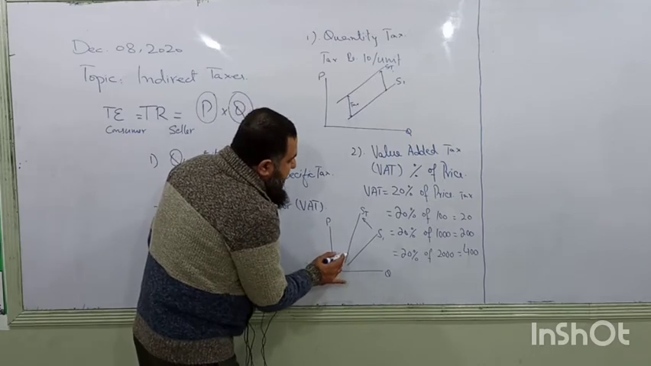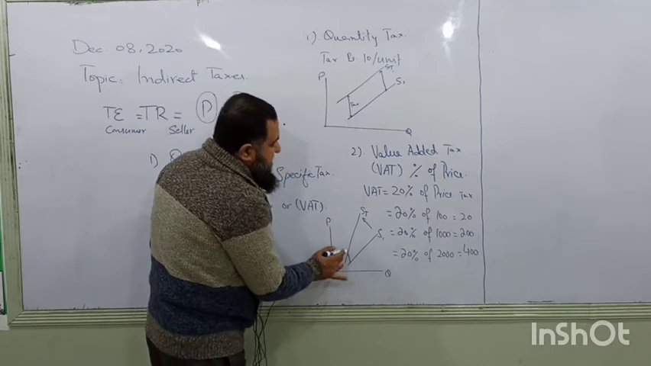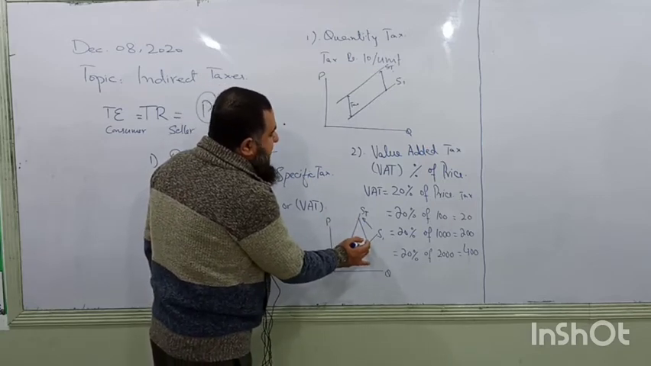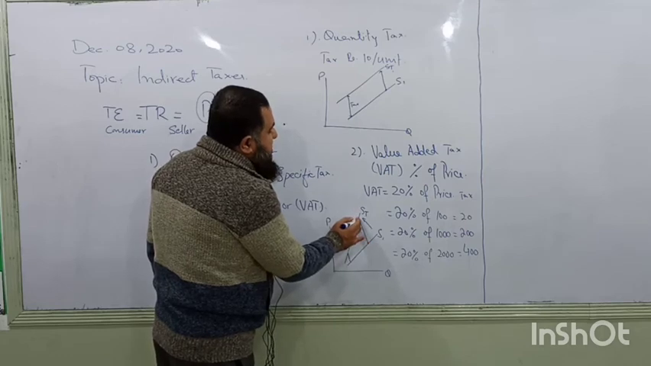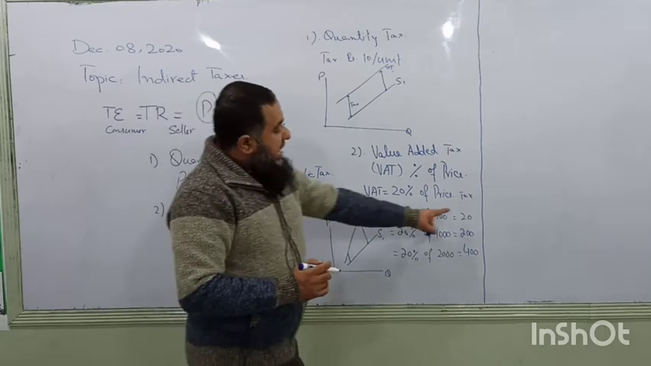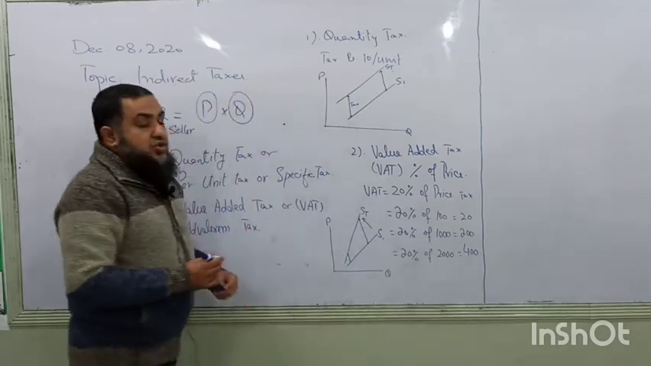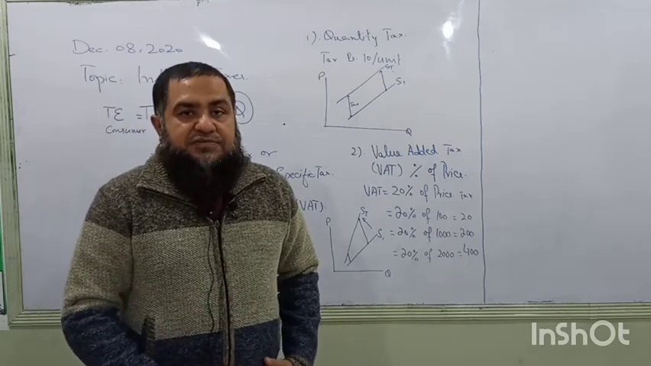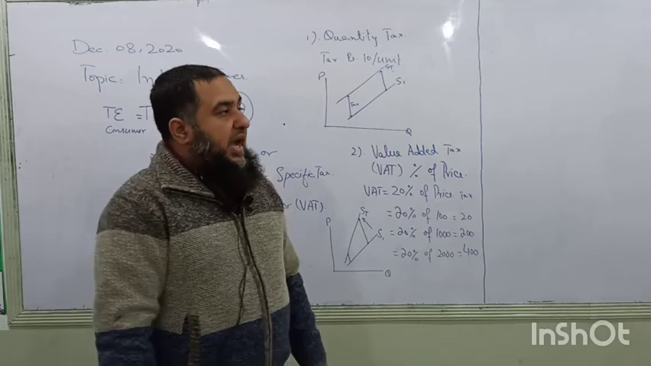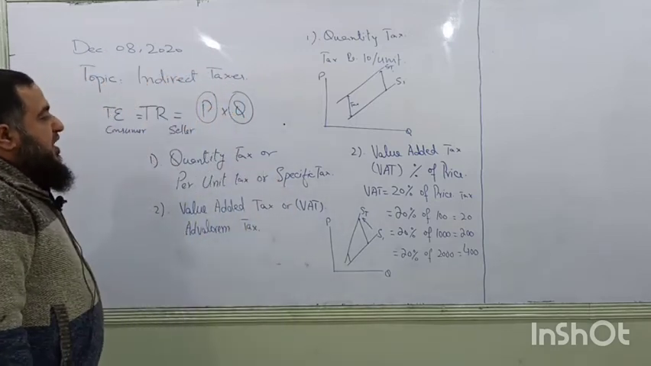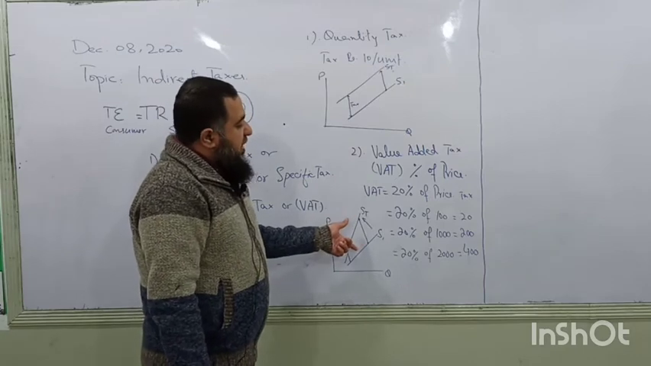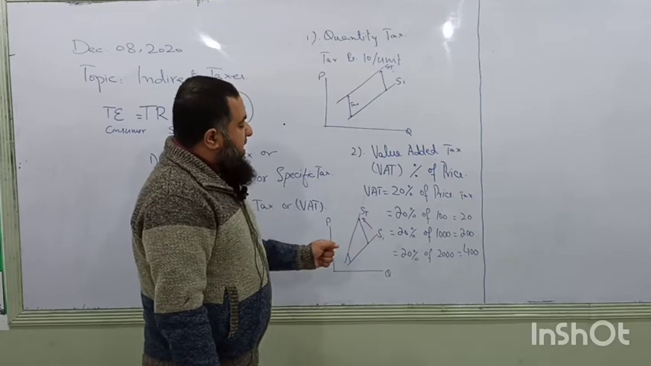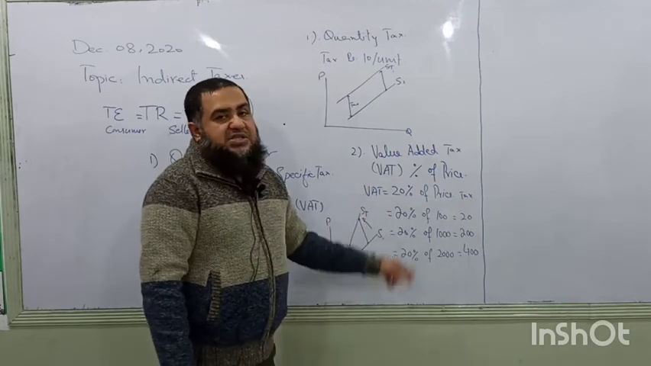See over here, as price is lower, the amount of tax is less, and when price increases, the gap between these two supply curves will be increasing. The amount of the tax will increase as the price is increasing. So in case of value added tax, there will be a pivotal shift of the supply curve towards the left, and the gap between the two supply curves will tell us how much is the amount of the tax which is imposed because of the increase in price, because the rate of the tax remains the same.